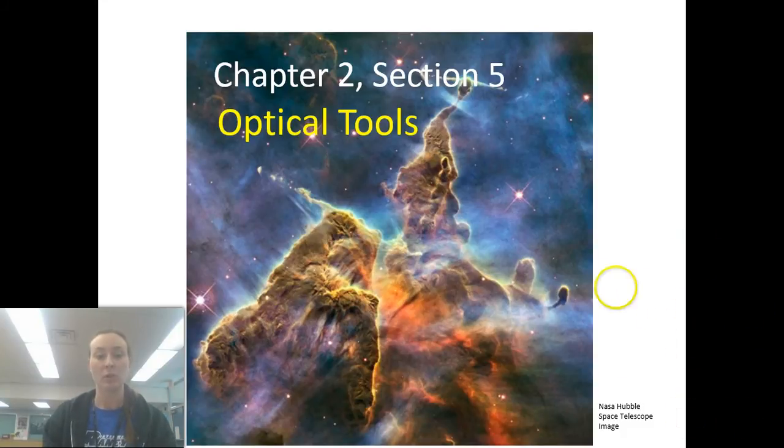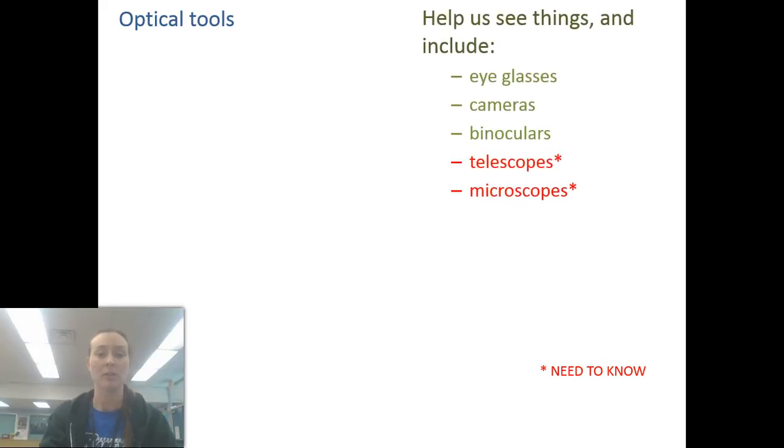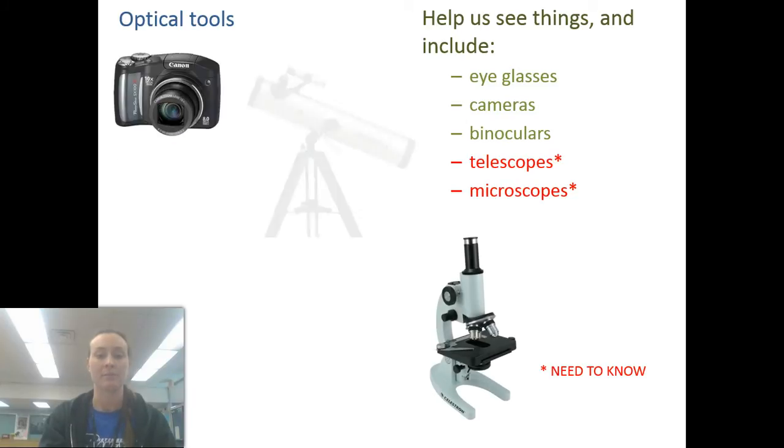One optical tool you'll learn about later in the video is a telescope, and the image you see here was taken from a NASA telescope. After watching this video, you will know how a telescope and a microscope work. There are other optical tools than telescopes and microscopes, such as eyeglasses, cameras, binoculars. All of these optical tools help us to see things. However, for the purposes of this class, we are focusing on telescopes and on microscopes.